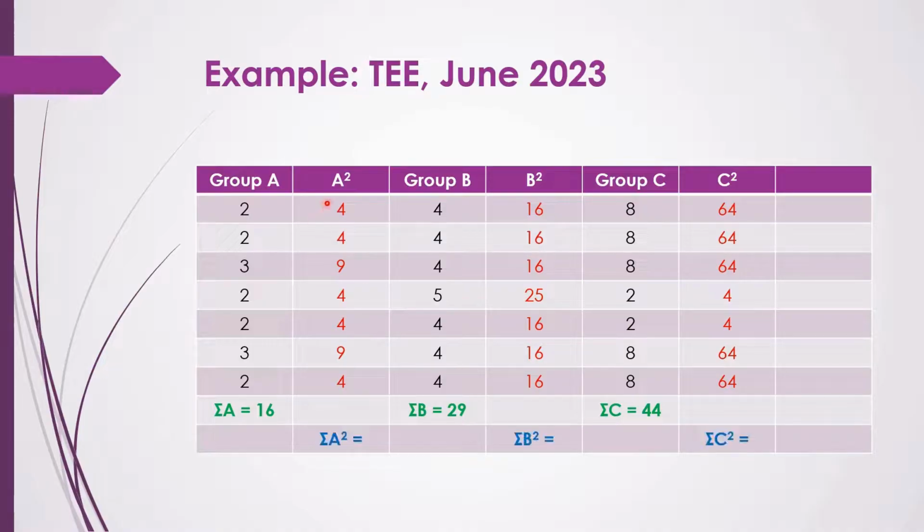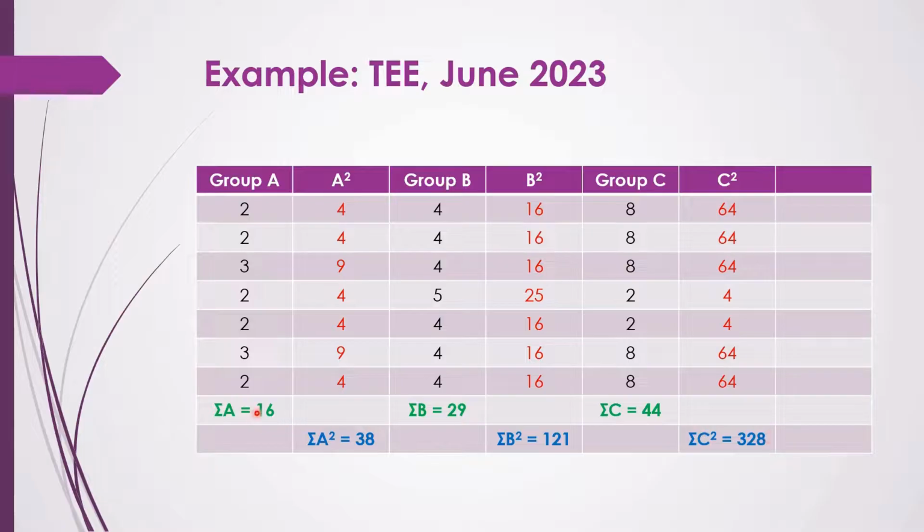Next we have to add up all the square values. We add up the square values of A and write it here, all the B square values and write it here, all the C square values and write it here. Again, feel free to pause and come back. These are the numbers that I have got. Sum of A square is 38, sum of B square is 121 and sum of C square is 328.